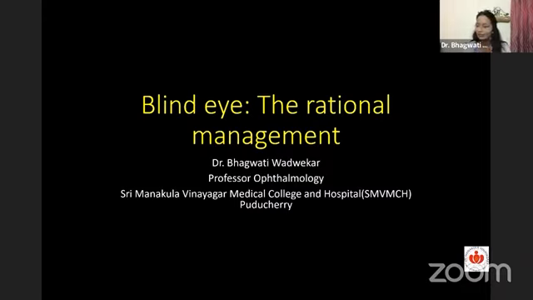So, a blind eye is one with visual acuity of counting fingers or worse, and there is no probability of recovering the vision in such a patient. These patients have already exhausted ongoing treatment for recovering the vision. Hence, it is very important to handle these patients with care.